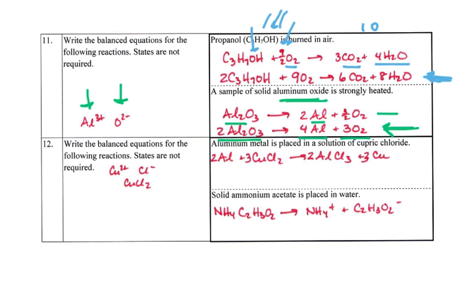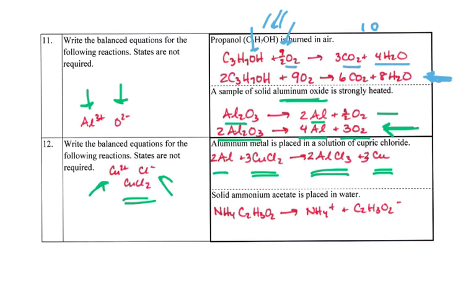Number 12, write the balanced equation for the following reaction. Okay, so aluminum metal, so that's just Al, is mixed with cupric chloride. Cupric, Cu2+, chloride, Cl-, so CuCl2. So that's where I got CuCl2. And since we have an element and a compound, we are going to do single replacement. So the aluminum replaces the copper. So copper is going to be a neutral element. And then we get aluminum chloride. Since aluminum is 3+, chloride is 1-, AlCl3.